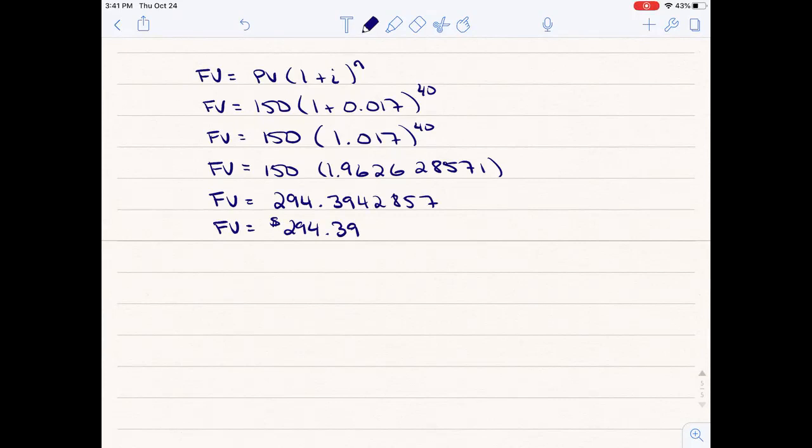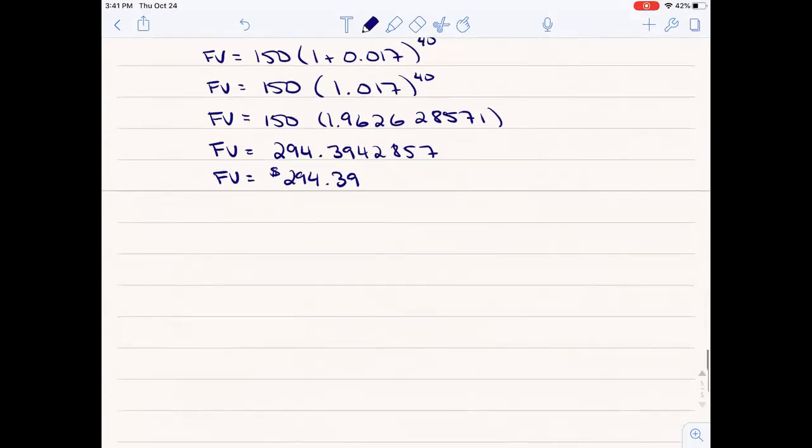Any questions about that one? So you have that extra step of figuring out your I and your N, but then it's just a matter of plugging into the formula again. You're back on track. Solving for the present value. Oh, I said future value on here, but I meant present value. I'll clean that up.